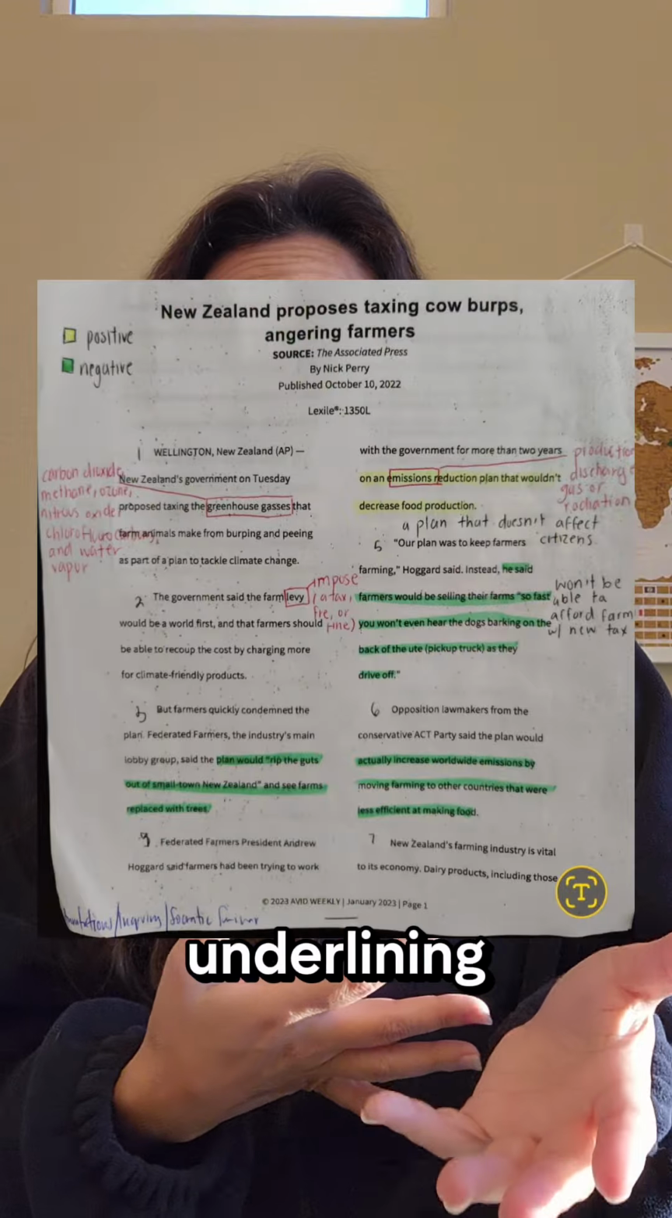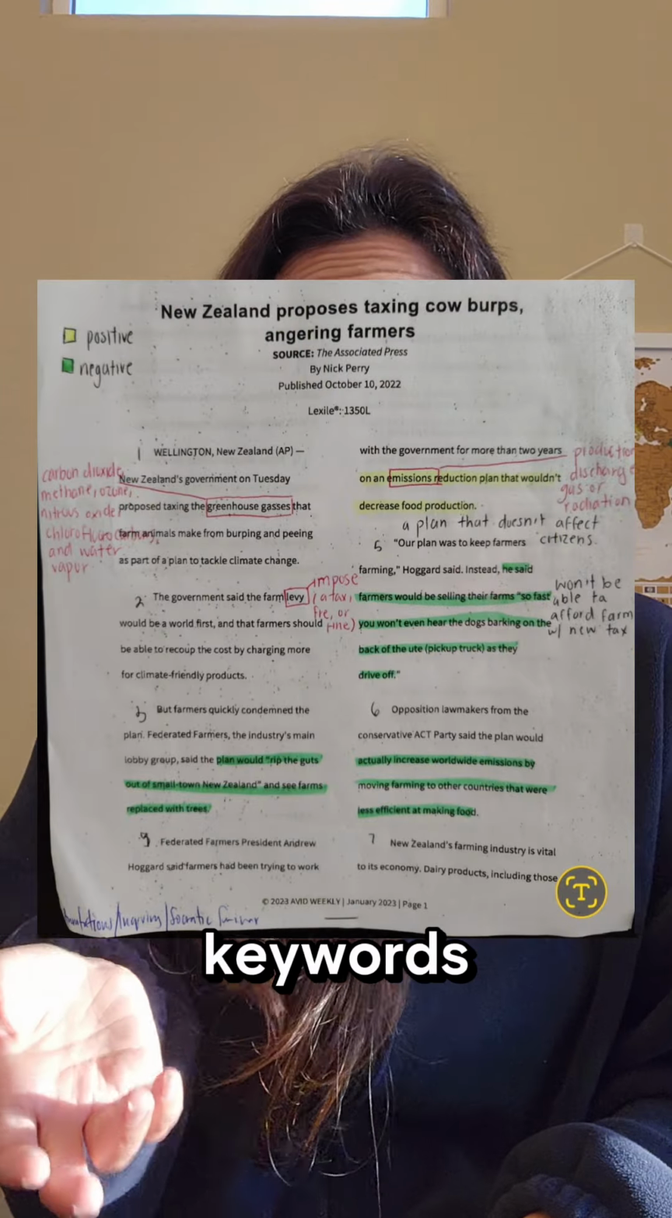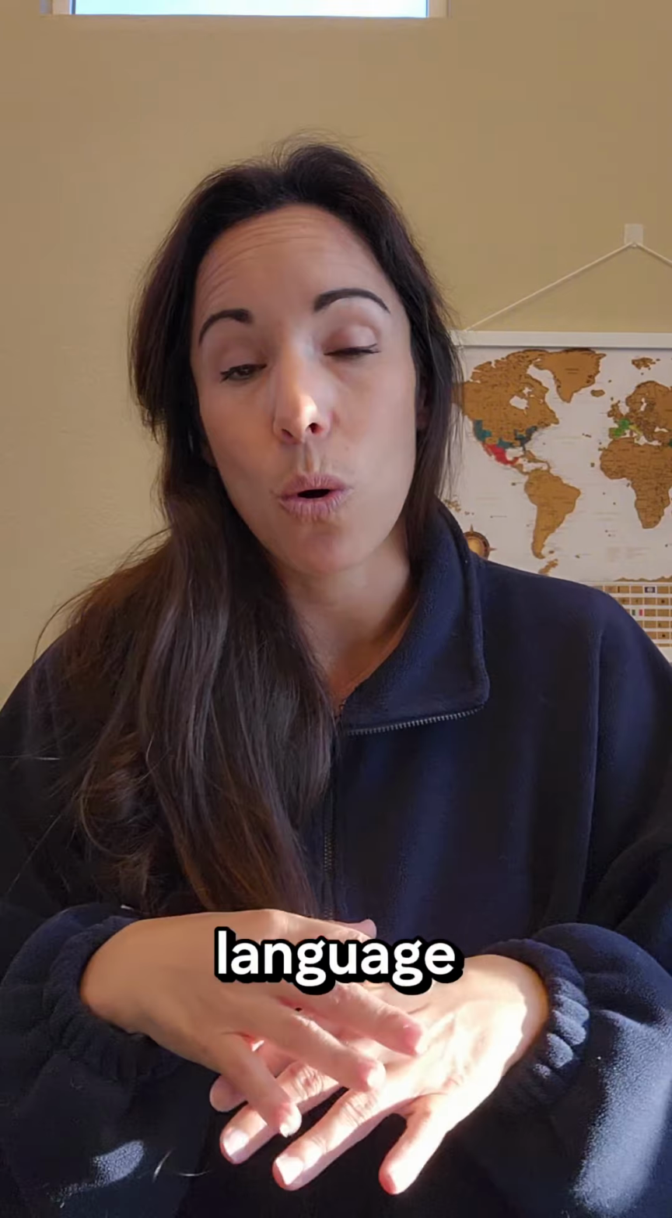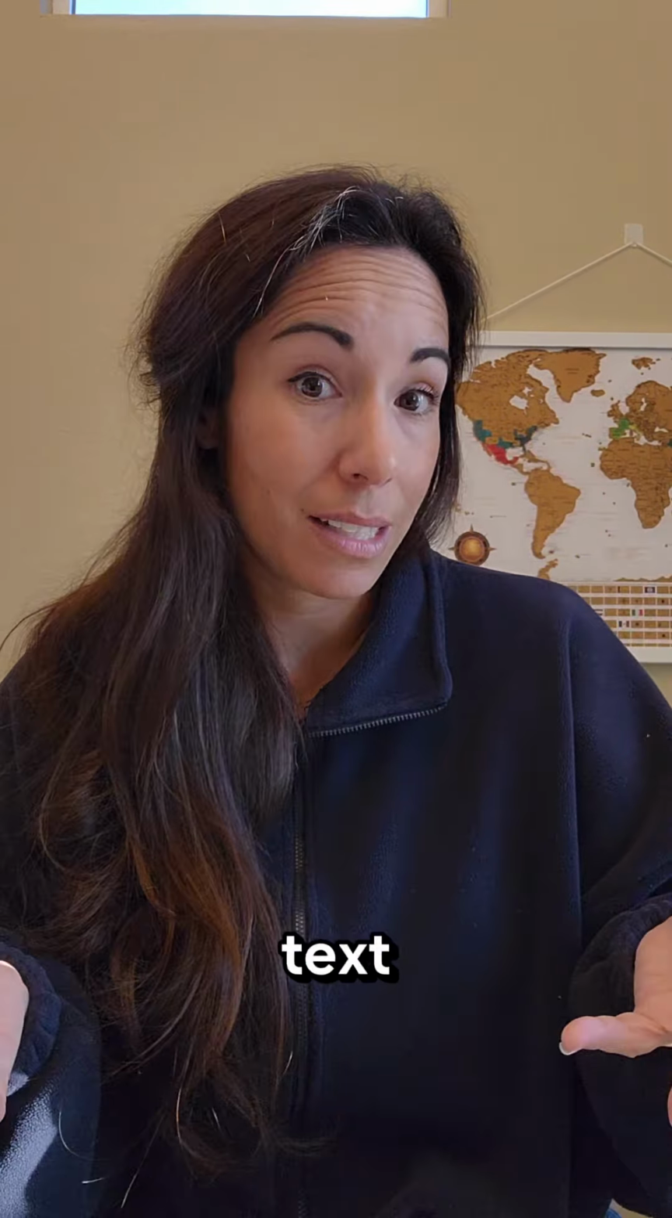I coach to chunking the text, so organizing it in a way that makes the most sense for the purpose, and then underlining main ideas and circling keywords. So again, keywords specific to the prompt. So maybe it's keywords that are related to the main idea. So not necessarily academic language or vocabulary words. It could just be words that come up a lot in the text that are related to the main idea.